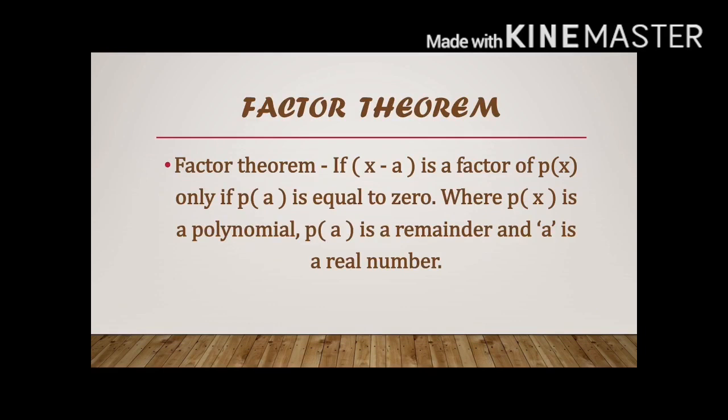If x minus a is a factor of p of x, then p of a is equal to 0. Now here x minus a is the polynomial, p of a is the remainder, where a is a real number. Now I'll explain it clearly for you people. If a polynomial's factor is x minus a, then p of a will be equal to 0. If the above situation is satisfied, then p of a will be equal to 0.